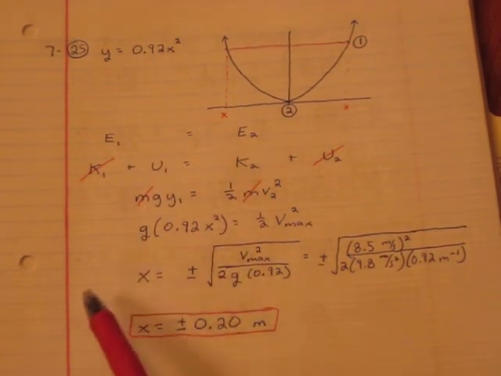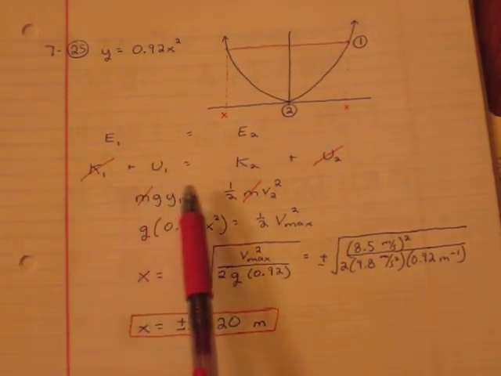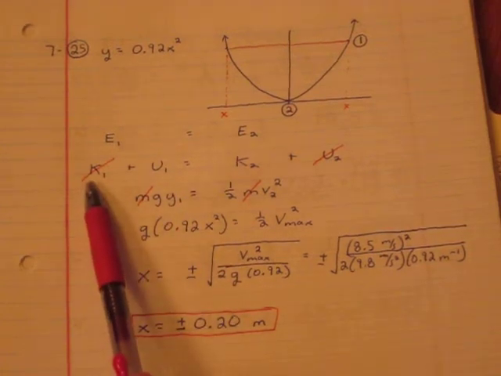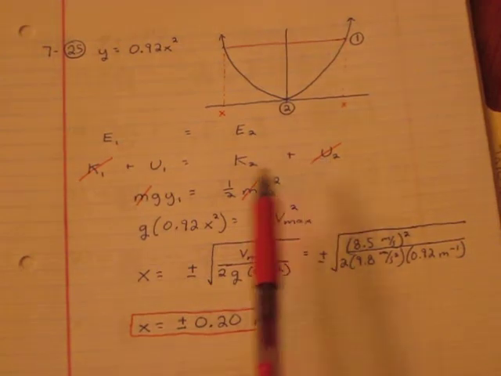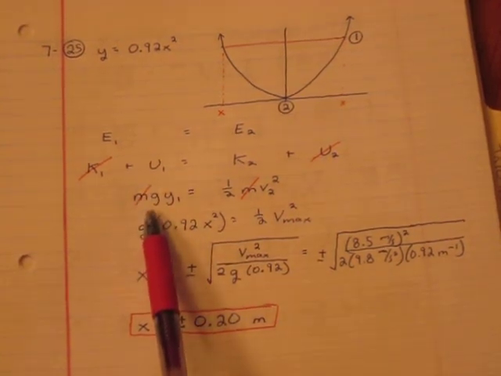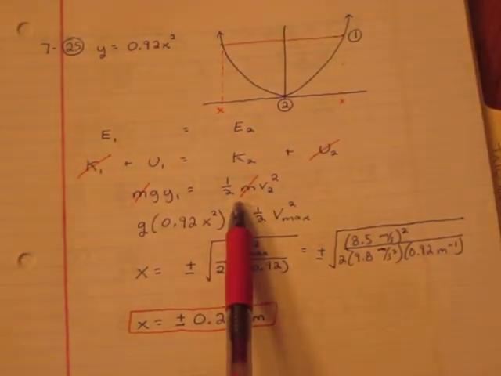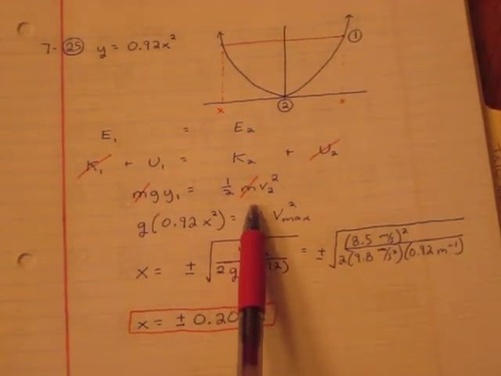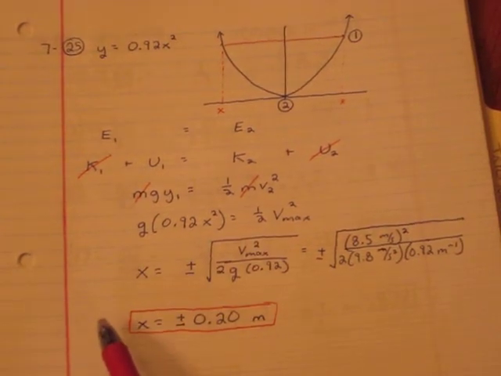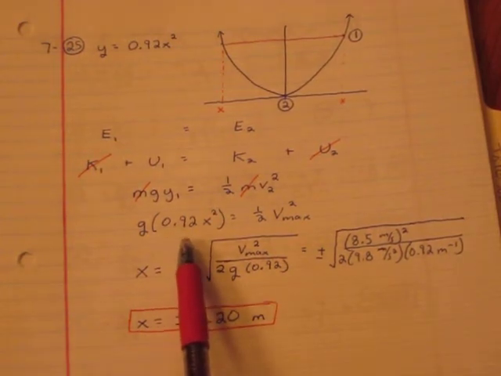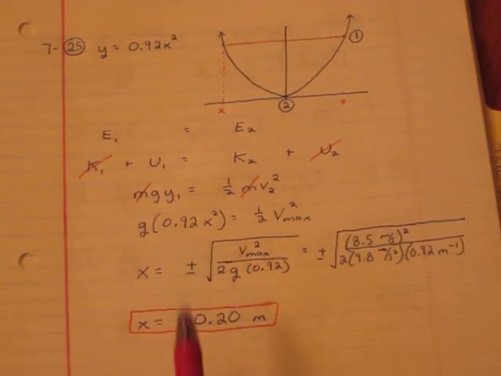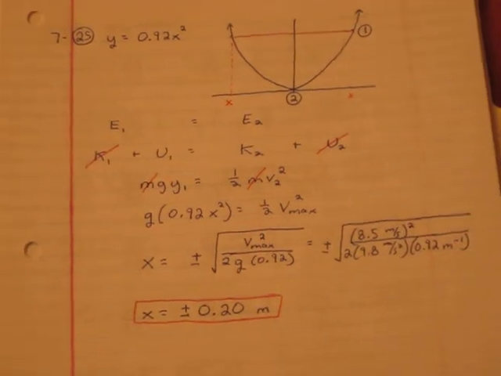Energy at 1 equals energy at 2. I made appropriate terms go to 0: kinetic energy at 1, because it's a turning point, and potential energy at 2. So we've got potential energy at 1 equals kinetic energy at 2. mgy1 equals 1/2 m v2 squared. Notice how the m's divide out. g times, and here I've made the substitution, instead of y1, let's call it 0.92 x squared, and that's the x that we're solving for, the turning point, equals 1/2 times maximum velocity squared.